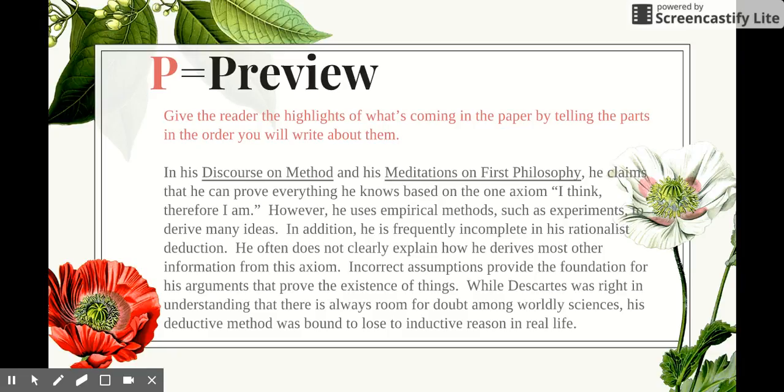However, he uses empirical methods, such as experiments, to derive many ideas. In addition, he is frequently incomplete in his rationalist deduction. He often does not clearly explain how he derives most other information from this axiom. Incorrect assumptions provide the foundation for his arguments that prove the existence of things. While Descartes was right in his understanding that there is always room for doubt among worldly sciences, his deductive method was bound to lose to inductive reason in real life.